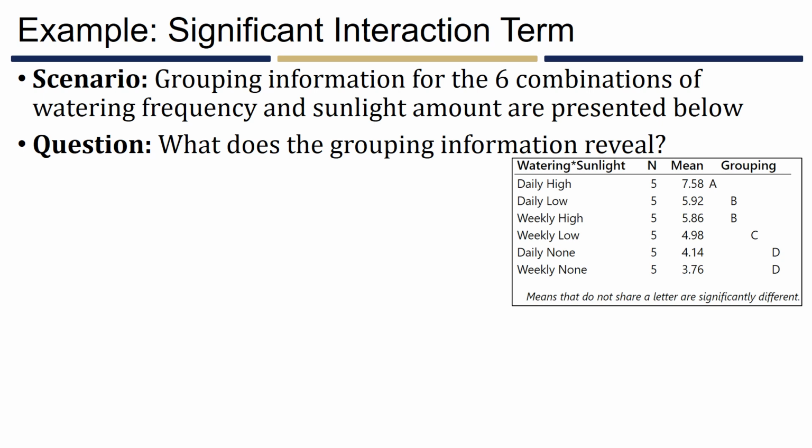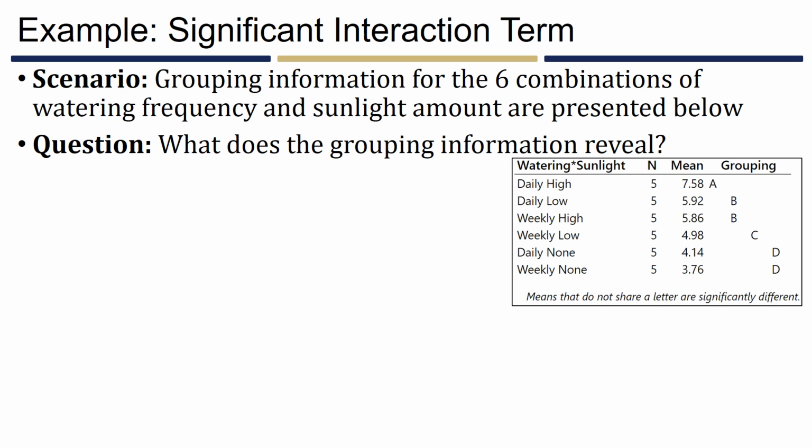The second column gives you the number of observations per cell. The third column gives you the sample mean for that combination. In this case, the average height of the plants that received that watering frequency and that amount of sunlight. The final column then gives you the grouping information.